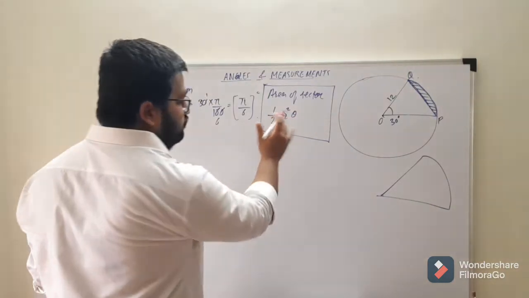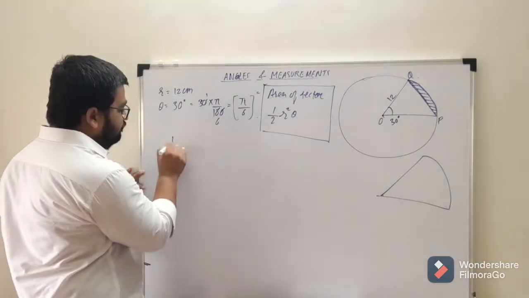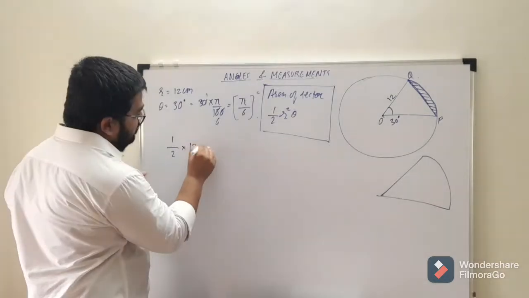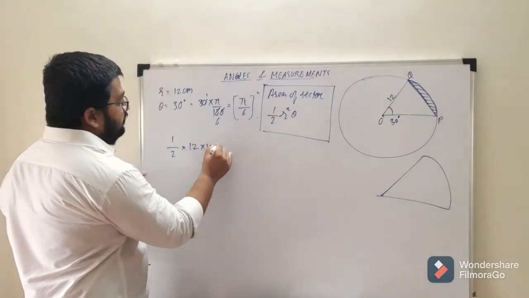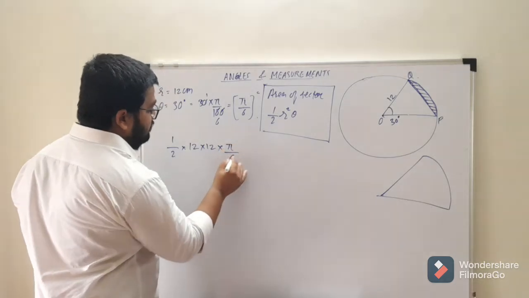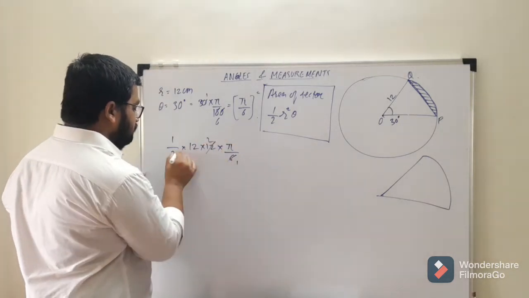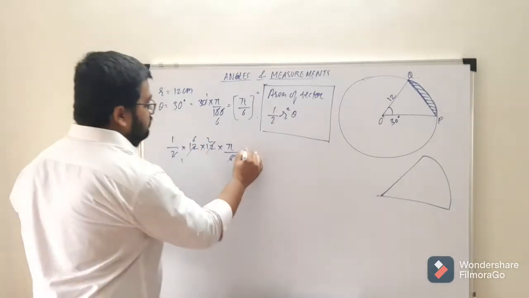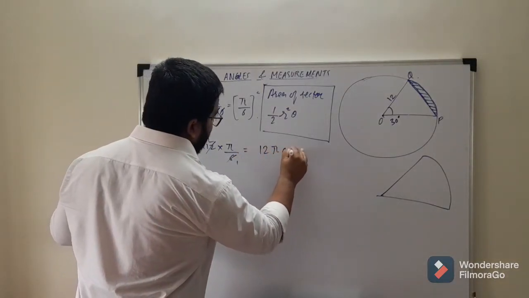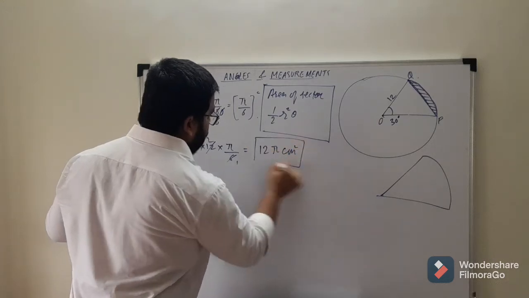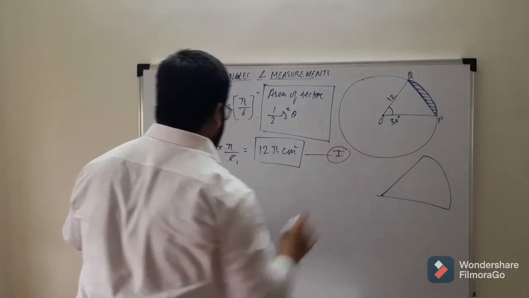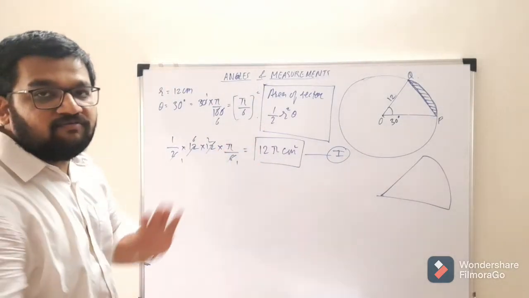Okay, so 1 by 2 r square theta. So 1 by 2 into r square. R is 12 centimeters. 12 into 12 we should write, into theta is pi by 6. So pi by 6, 6 ones are 6, 6 twos are 12, 2 ones are 2, 2 sixes are 12, is equal to 6 into 12, that is 12 pi centimeter square. Okay, so this is the area of this portion. Name it as equation 1. Now keep this aside for a bit.